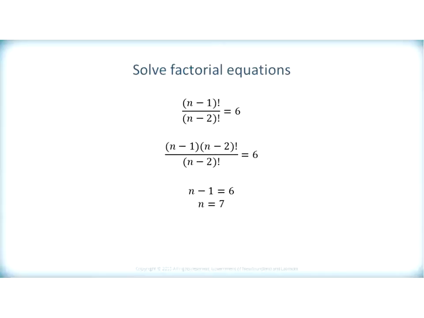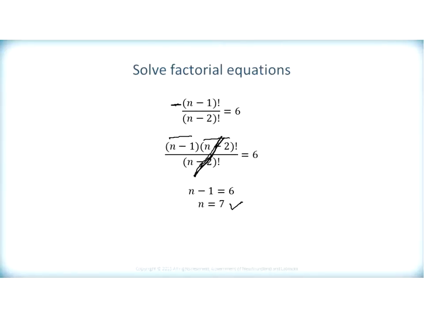Solving factorial equations. We're going to use our strategies for simplifying factorial expressions to help us solve factorial equations. Once again, we can rewrite n minus 1 factorial to be n minus 1, n minus 2 factorial. And then these are common. We're left with n minus 1 equals 6, which will give us n equals 7.